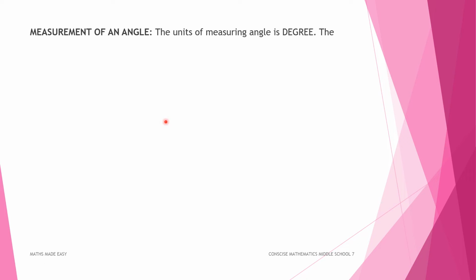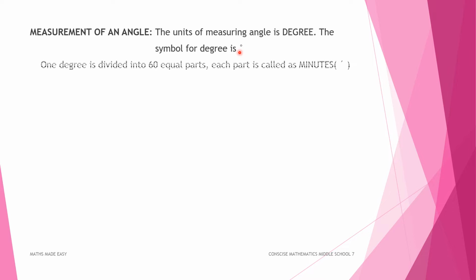Next, measuring of an angle. How to measure an angle? Angle is always measured in degrees: 90 degree, 180 degree, 360 degree, 150 degree. The symbol of degree is like this, a small circle on the head, right?